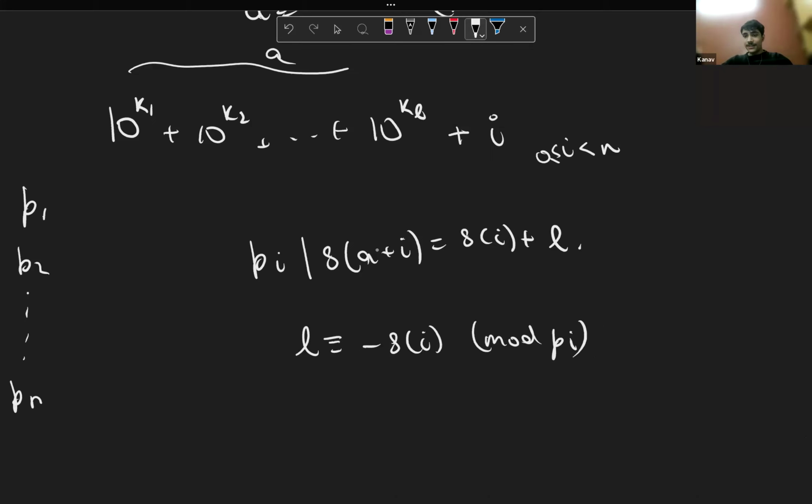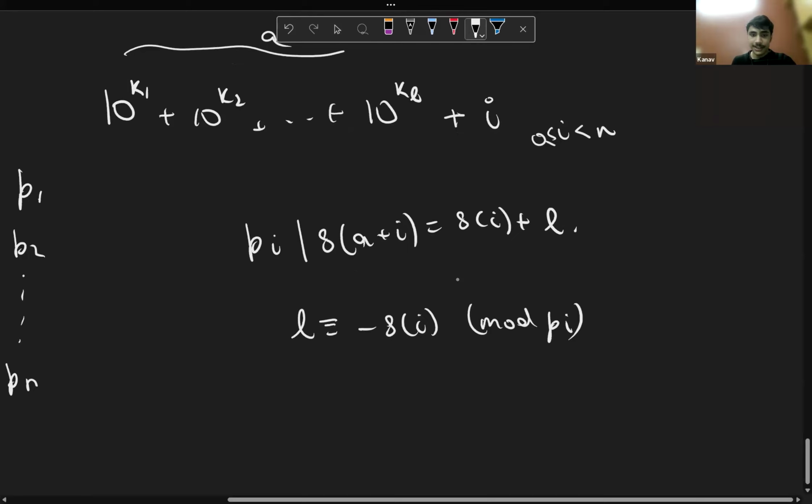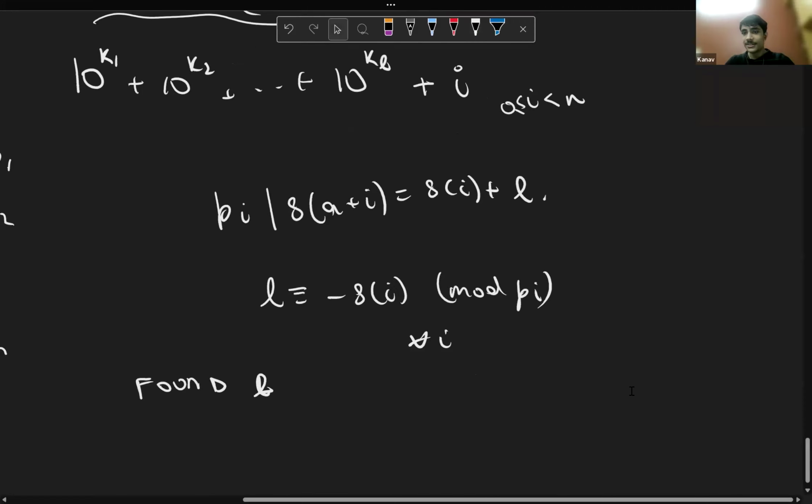Now I have so much freedom. CRT just lets me write any sort of these congruences and I can find an L. I don't care how absurdly large L is, or how absurdly bad looking L is. There exists one, and I'm happy with that. So I found an L for all i. We're using the generality of CRT. CRT gives you too much freedom, and I'm happy with that. Just spam that as much as you can.